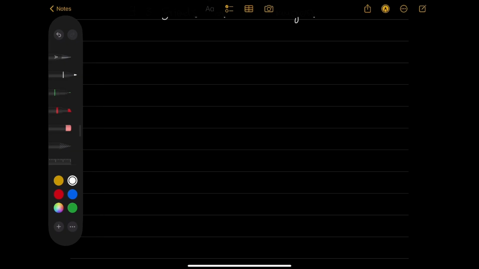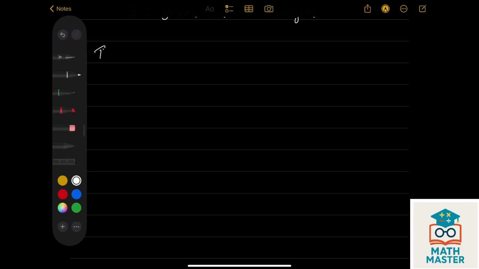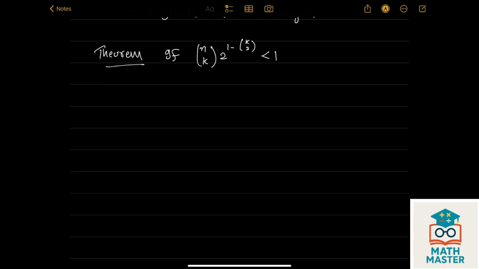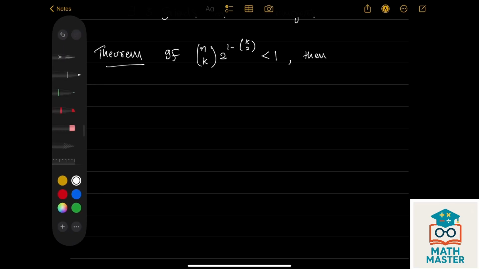So it says, if n choose k times 2 to the power 1 minus k choose 2 is less than 1, then R(k,k) is greater than n. Okay, so this is our theorem that we are going to prove using the probabilistic tools.